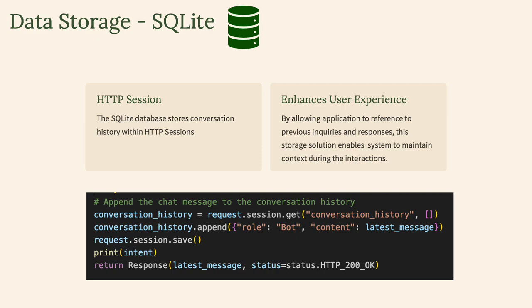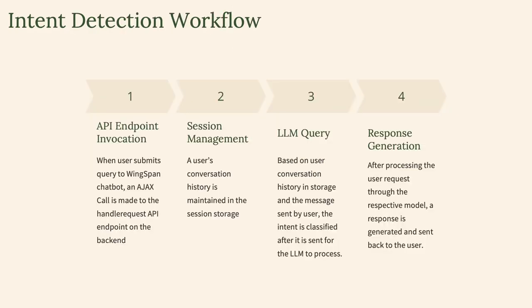Our WingSpan app uses an SQLite database to store conversation history within HTTP sessions, enabling the application to maintain context during interaction. In WingSpan, intent detection is crucial for effective user query responses. User queries trigger an AJAX call to our backend API endpoint, handler request. The chatbot analyzes conversation history and the current message using a language understanding model, LLM, to determine the user's intention, ensuring accurate understanding and real-time response.